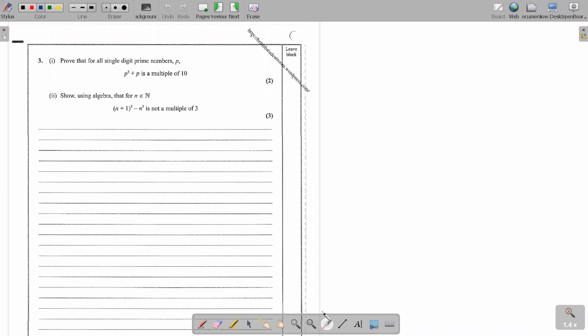Okay, moving on to question number 3. Prove that for all single digit prime numbers p, p cube plus p is a multiple of 10. Okay, so this is quite simple, just 2 marks. For all single digit prime numbers, let's think about the single digit prime numbers.